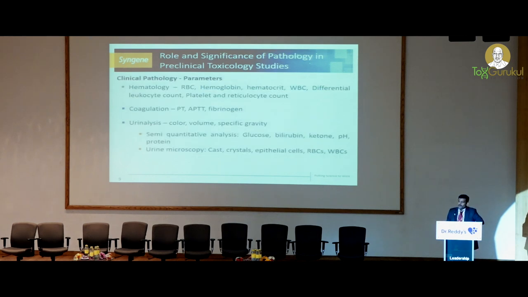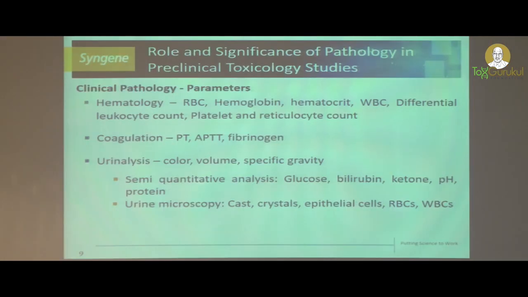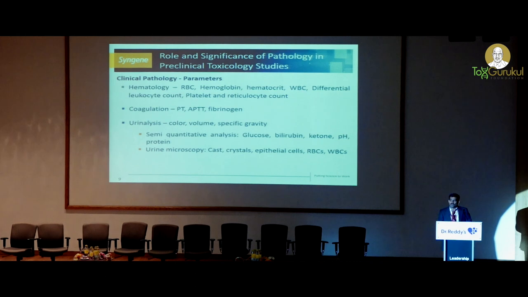Let me quickly go over the parameters evaluated in the clinical pathology phase. It includes hematology, clinical chemistry, coagulation analysis, and urine analysis. The hematology panel includes RBC parameters like hematocrit, PCV, and hemoglobin, WBC parameters like differential leukocyte count, platelets, and reticulocyte count. The coagulation panel includes prothrombin time, activated partial thromboplastin time, and fibrinogen. Urine analysis involves color, volume, specific gravity, and parameters like glucose, bilirubin, and pH. The samples are also centrifuged and examined under the microscope for the presence of casts, crystals, RBCs, WBCs, etc.